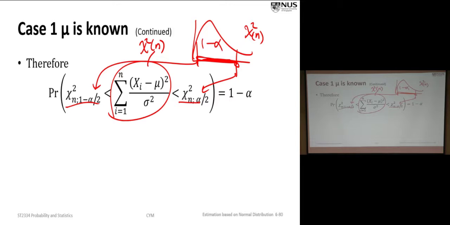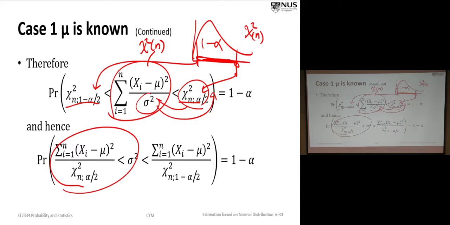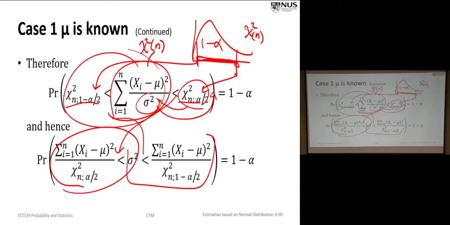So I rearrange it with sigma square in the middle. I multiply this to the other side, divide this out, so I get this part. So this inequality, when I rearrange it with just sigma square on one side, becomes this inequality. Now I come up with a random interval that will cover the unknown sigma square with probability 1 minus alpha. Once I have the data, I use this formula to compute my confidence interval.